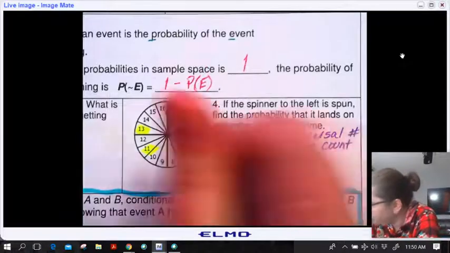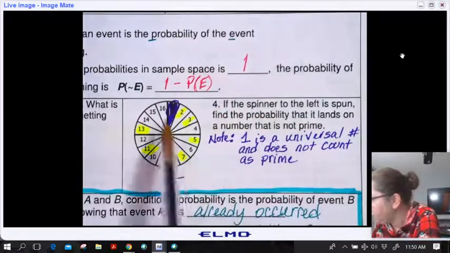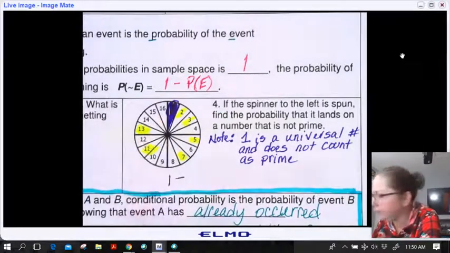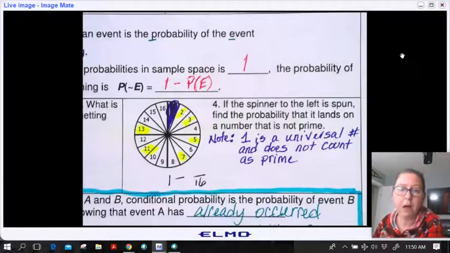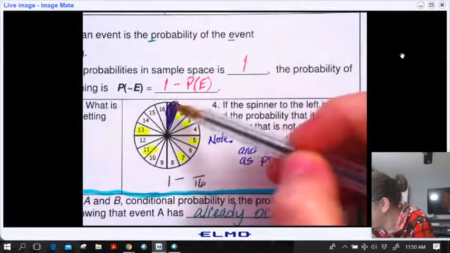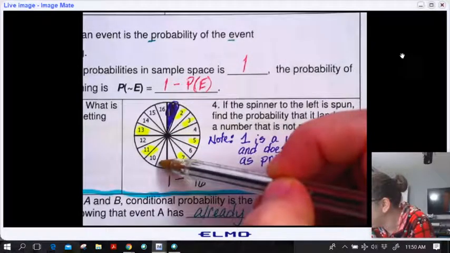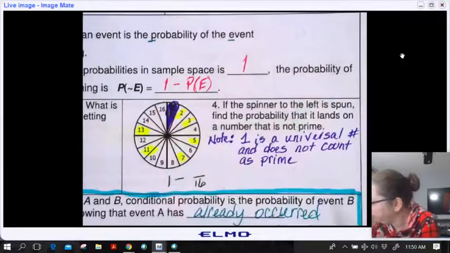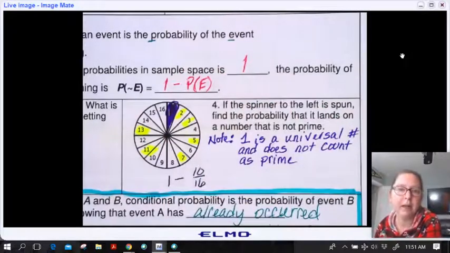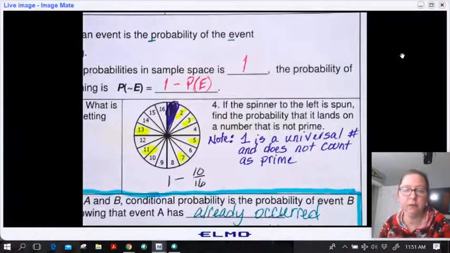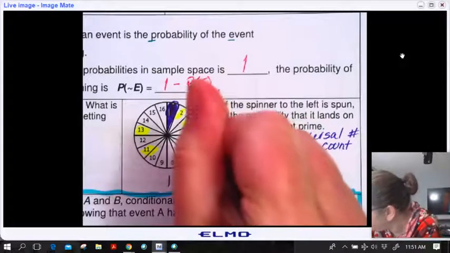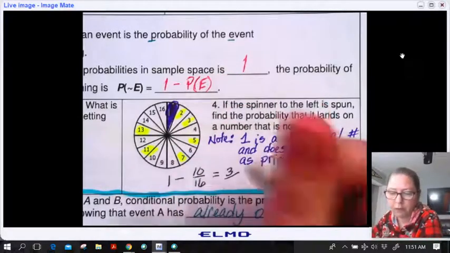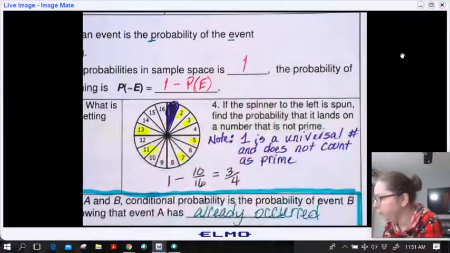Okay. So we know that we're going to have 1 minus the total number of spaces on this spinner, which is 16. And so let's count up the numbers that are not prime. 1, 2, 3, 4, 5, 6, 7, 8, 9, 10. 10 numbers are not prime. I went ahead and highlighted in advance the prime numbers. Remember, prime means a number that can only be divisible by 1 and itself. Okay? So 1 minus 10 over 16. And when I reduce this fraction, I would get 3 over 4.